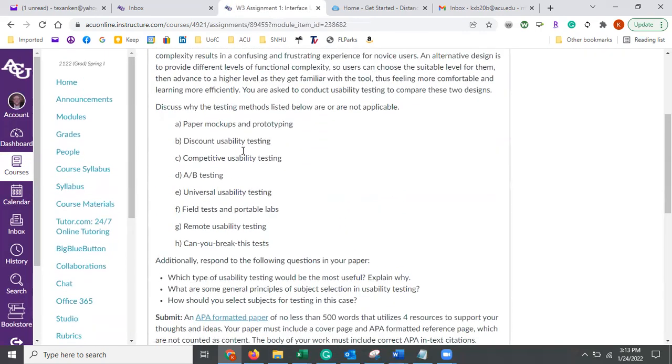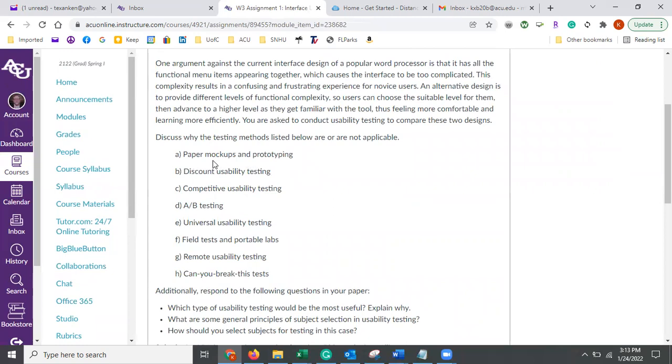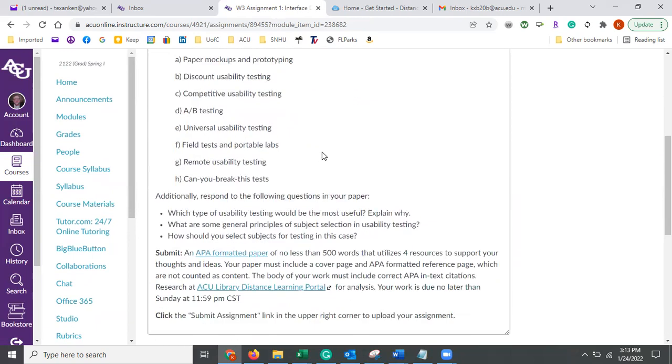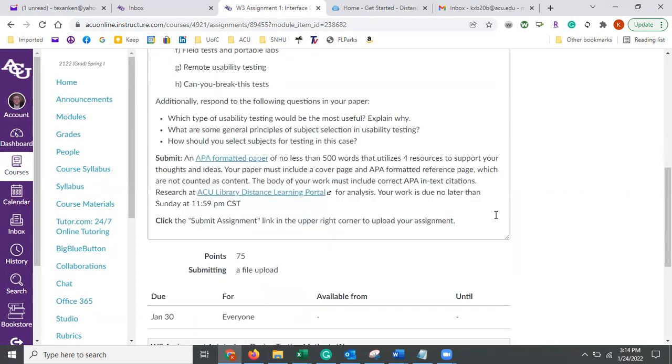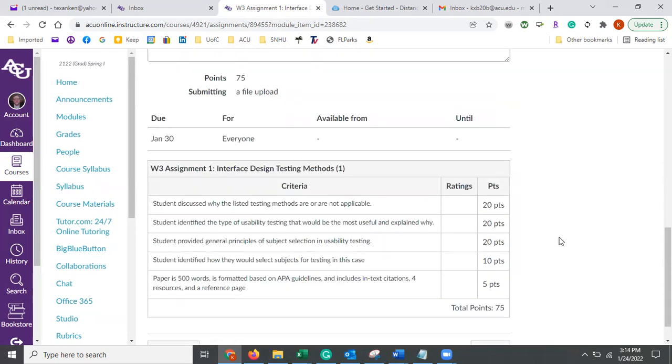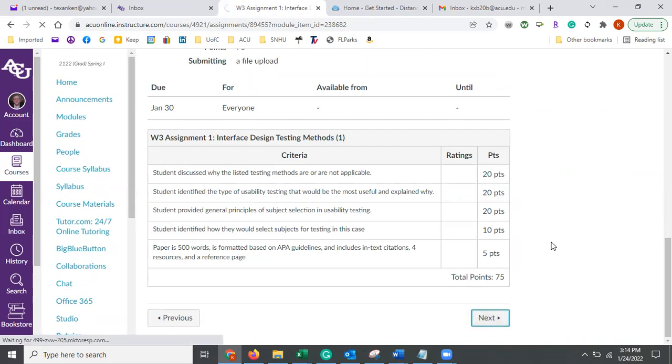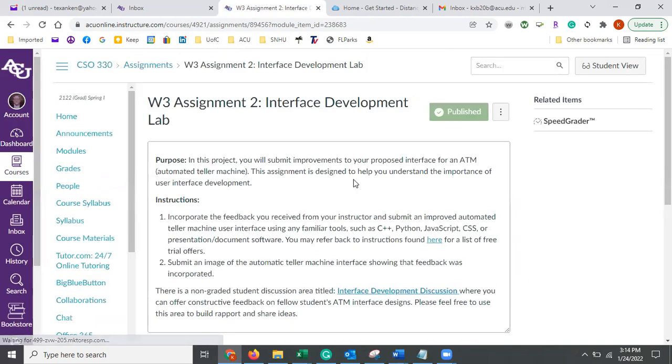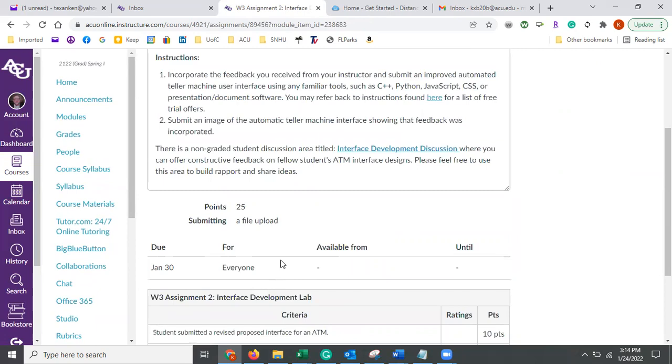And then we'll look at the different types of testing: paper mock-ups, prototyping, discount testing, A/B testing. If you have been in the testing environment, you'll recognize some of these testings. But in this case, we'll be using testing for usability. And like I said, if you have any questions throughout the week, shoot me an email. I don't want to make this too long. I just wanted to go over it. Make sure that you're following the rubrics when you're doing the assignments as well.